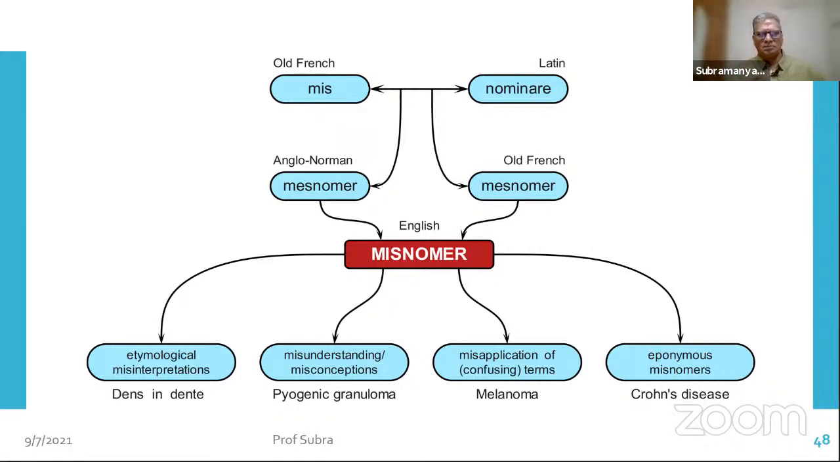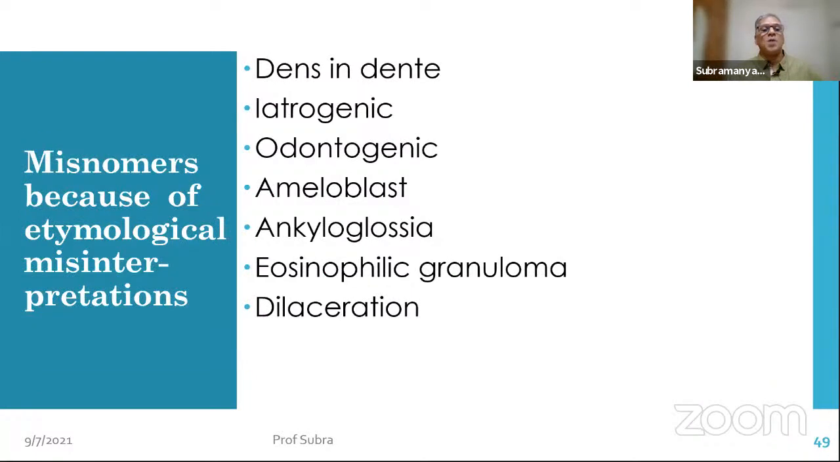We can classify misnomers as follows: probably because of etymological misinterpretations, because of misunderstanding and misconceptions, because of misapplication of terms which could be confusing, or eponymous types of misnomers. Let us look at them one by one. Misnomers because of etymological misinterpretations. I'm not going to talk about all of these.